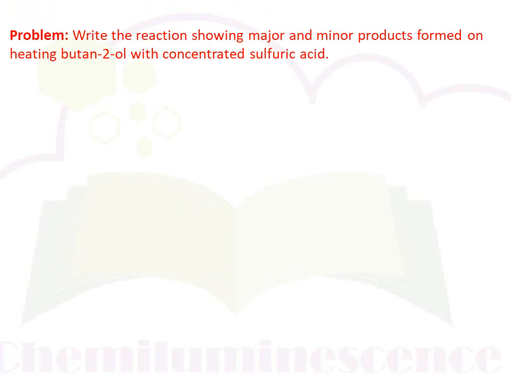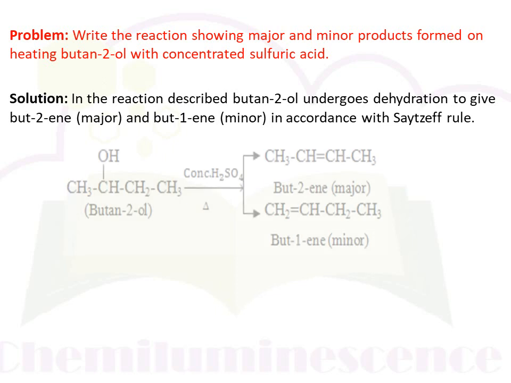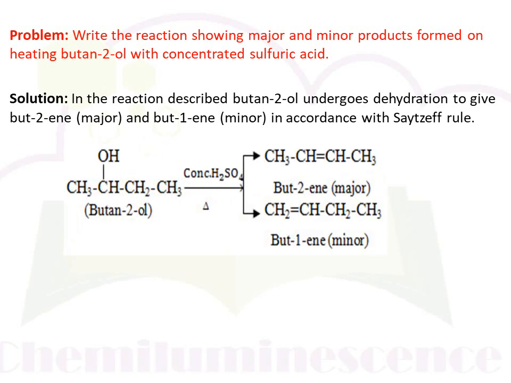Next is a problem based on dehydration of alcohol. Write the reactions showing major and minor products formed on heating butan-2-ol with concentrated sulfuric acid. We know that dehydration of alcohol gives two products, one a major product and the other a minor product, which are decided in accordance with the Saytzeff rule. Let's see, it is butan-2-ol.